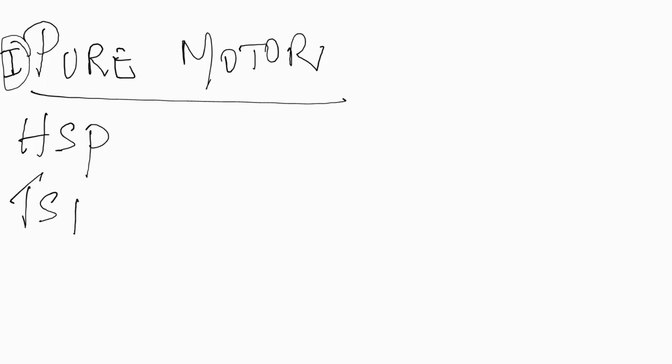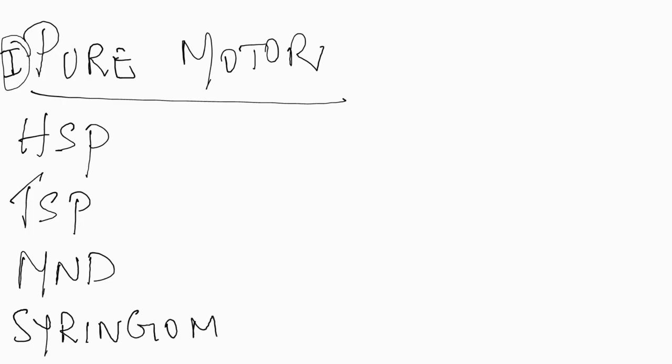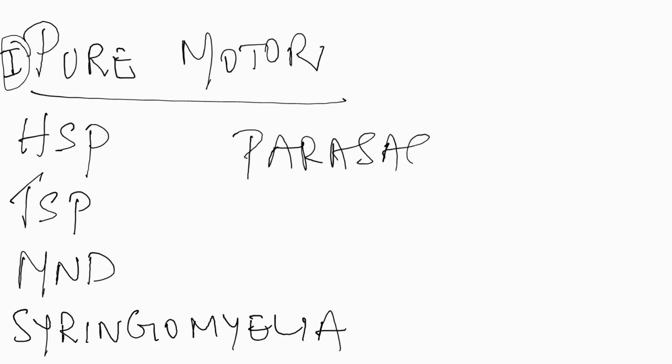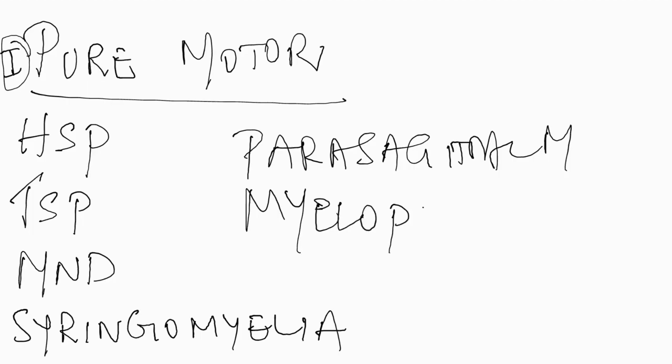You can get TSP, tropical spastic paraparesis. MND, motor neuron disease. Then you can get this in syringomyelia, depending on the extension of the syrinx. If it doesn't involve the sensory areas, you will get a pure motor finding. Then you can also get parasagittal meningioma. Also you can get it in myelopathy. All right, this is spastic paraparesis with a pure motor finding.